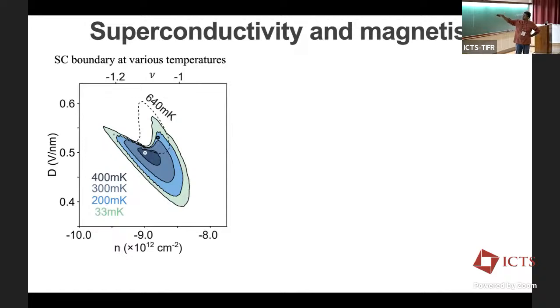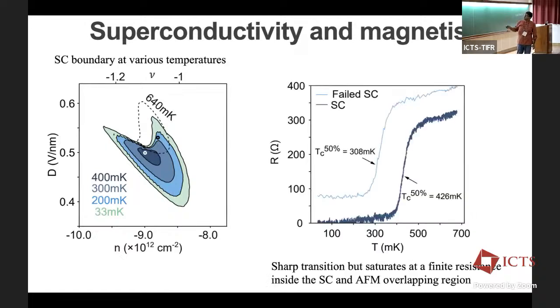And this is sort of a contour plot of where superconductivity lives at different temperatures, telling you essentially the same thing. If you go across this boundary, so if you're very close to this boundary between the superconductor and the antiferromagnet, what you very often see is the remnant of a transition, but then it goes to a non-zero resistance at low temperature. And this could be a signature of perhaps phase coexistence. That's possible. Could be other reasons too. But you see that there's still a fairly sharp superconducting transition and then non-zero resistance if you're very close to this boundary.